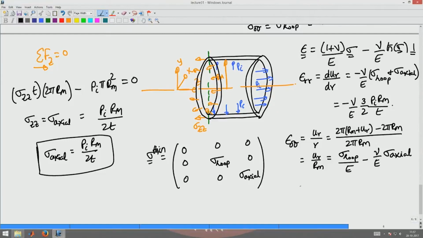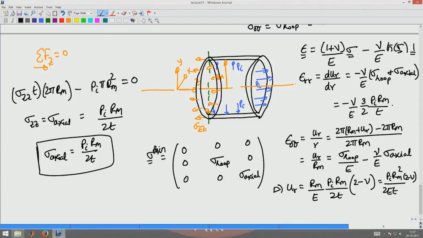So from here you get u of r to be Rm times 1 by E into pi Rm by 2T into 2 minus nu. Or this will be pi Rm square by 2 Et into 2 minus nu.